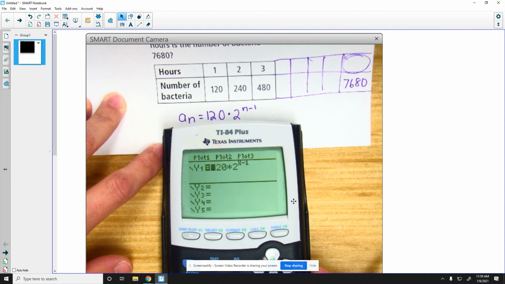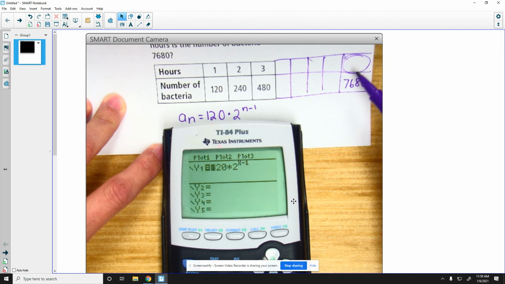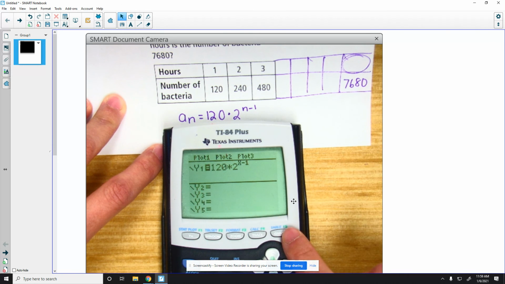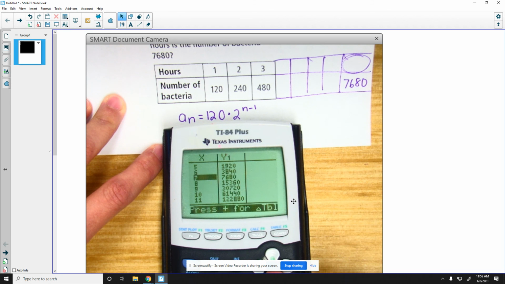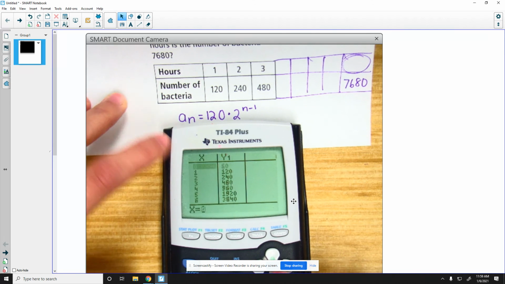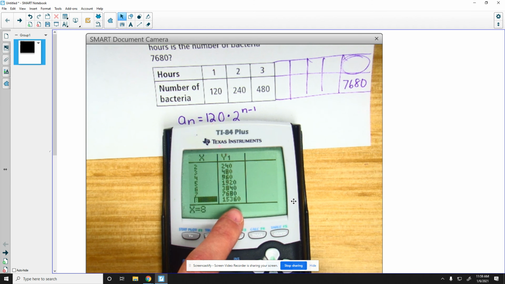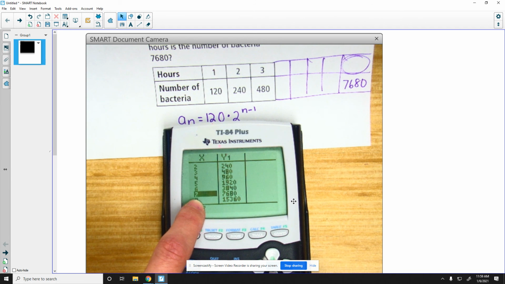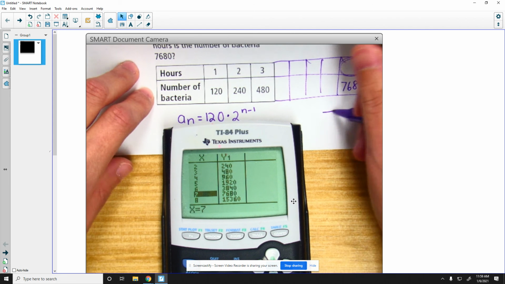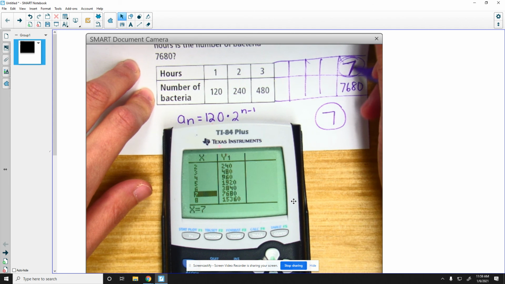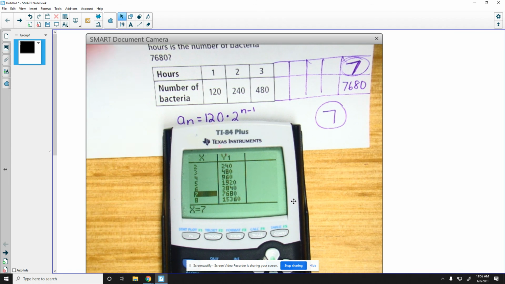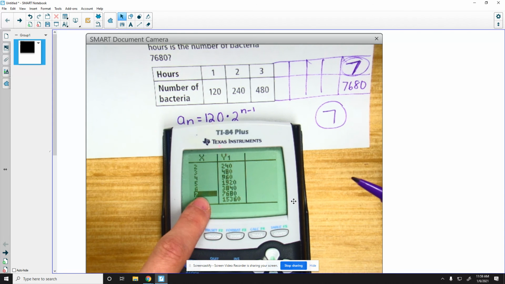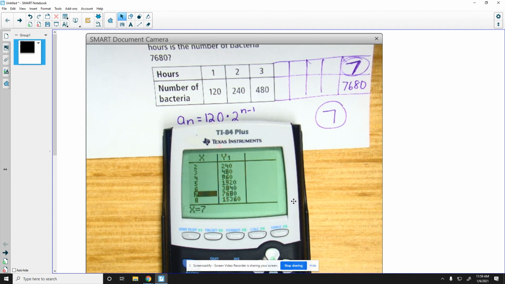And so once I type in my equation, how do I find the x when my answer is 7,680? Oh, my table. So I can go second and then table. And then do you see how if I scroll to the 7,680, it would be 7? So my answer is actually 7. Okay, so you could do it the elementary school way, but this way would be faster. This is why my answer is not what we got when we divided.